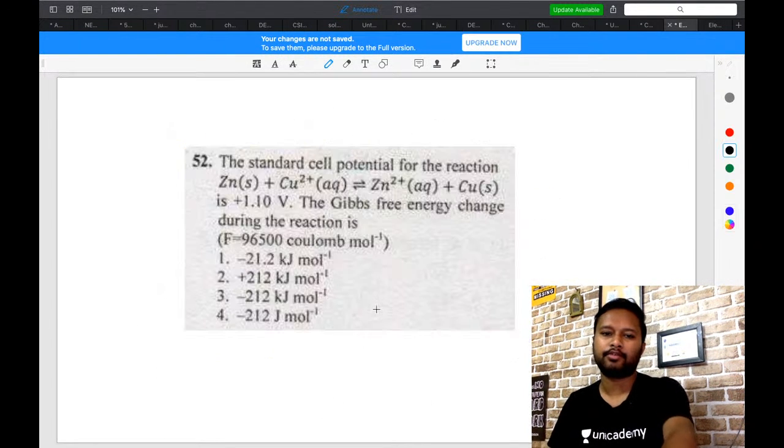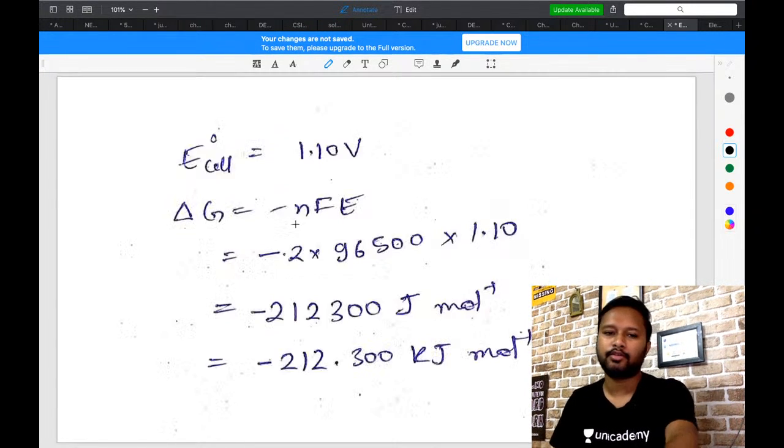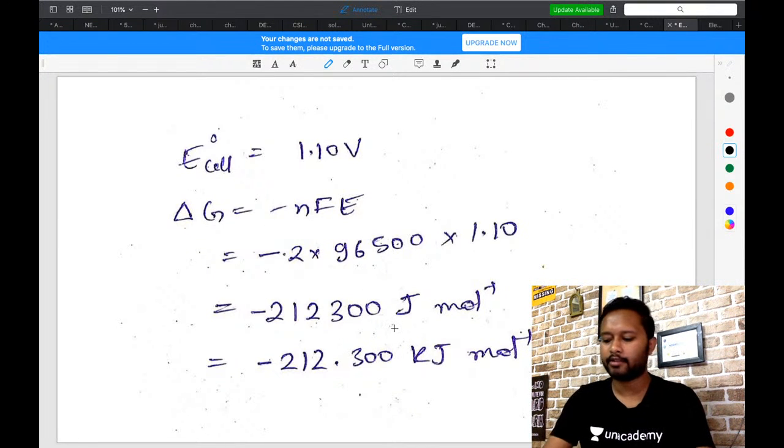The next question is a very simple one. The standard cell potential of the reaction is given to you, and Gibbs free energy is being asked. You know delta G is equal to minus nFE. Just put the values in and calculate it. It will give you the Gibbs free energy.